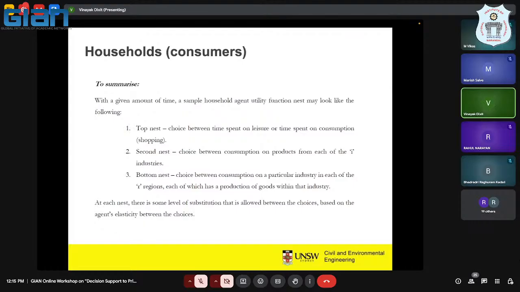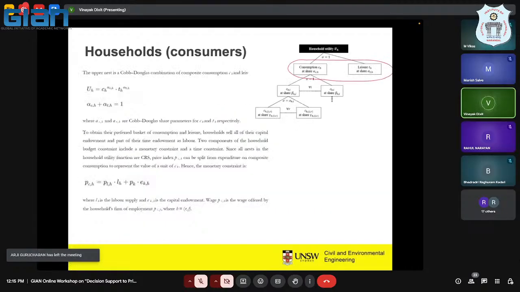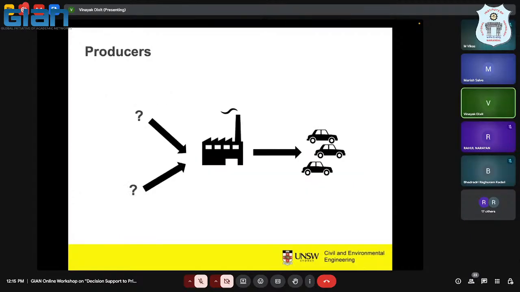So to summarize, with a given amount of time, a sample household agent utility function nest may look like the following. The top nest is a choice between time spent on leisure and time spent on consumption. The second nest is a choice between consumption on products for each industry. And the bottom nest is a choice between consumption on a particular industry in each region. So I might want apples from Himachal instead of Jammu. That's what this part is capturing, by region.